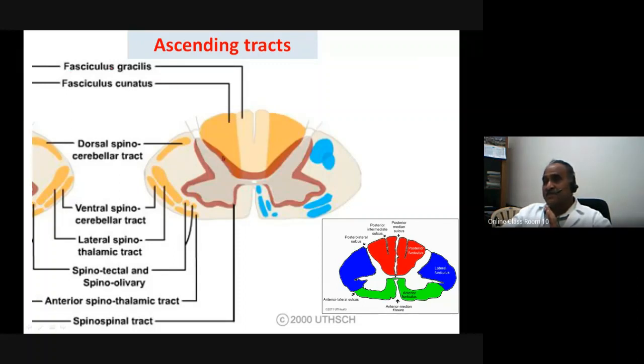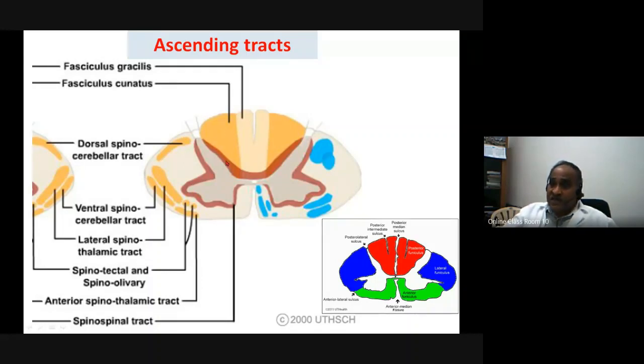These are the fasciculus gracilis and fasciculus cuneatus. The fasciculus gracilis takes the information from the lower limbs below the thoracic level, and the cuneatus takes it from the upper thoracic to cervical, that is the neck region.